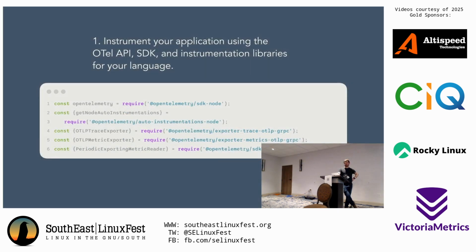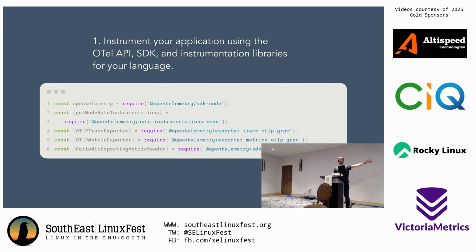So the first step: instrument your application using the OTel API, SDK, and instrumentation libraries for your language. This example comes from the OpenTelemetry demo project, which is an awesome project that I'm going to talk about towards the end. So this is 5 includes in Node.js. It would be nice if it was like 1 or 2. But the OpenTelemetry project is extremely configurable and very much just hands you a bag of Legos, and then it's up to you to build the solution that you want from that bag of Legos. But this is not that bad.